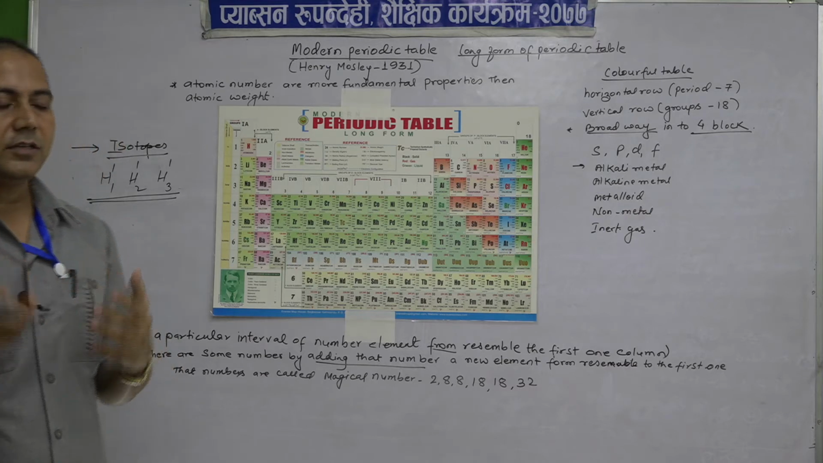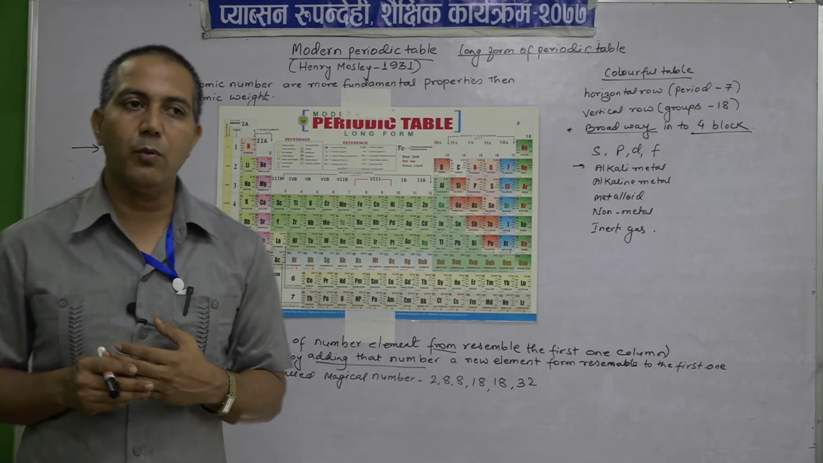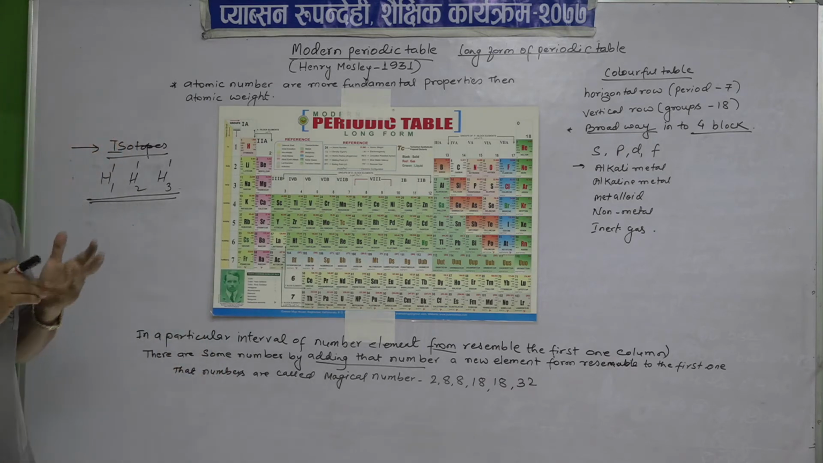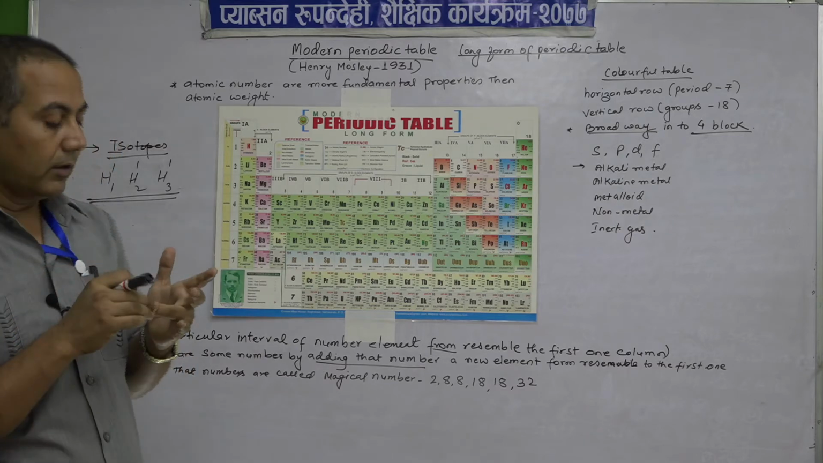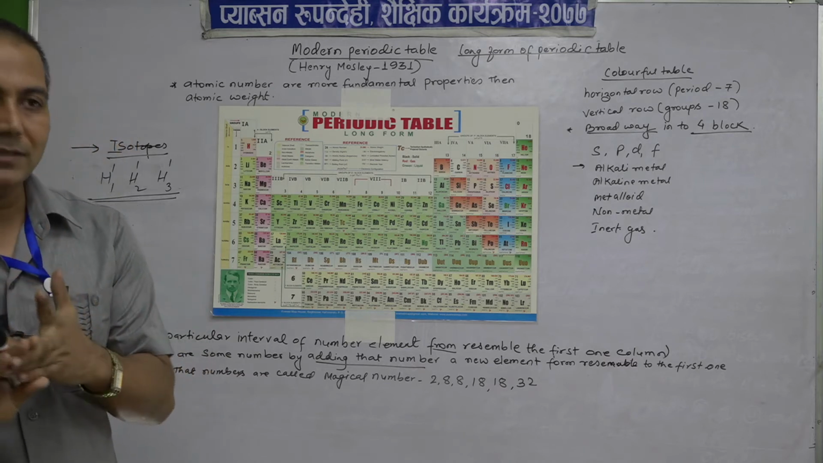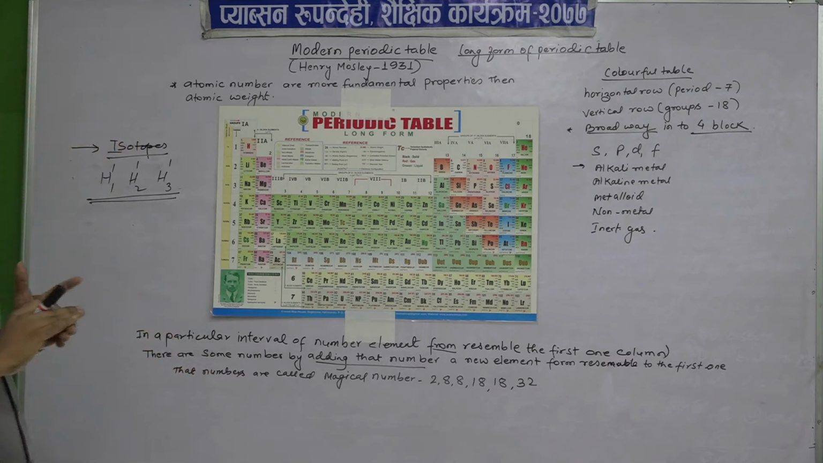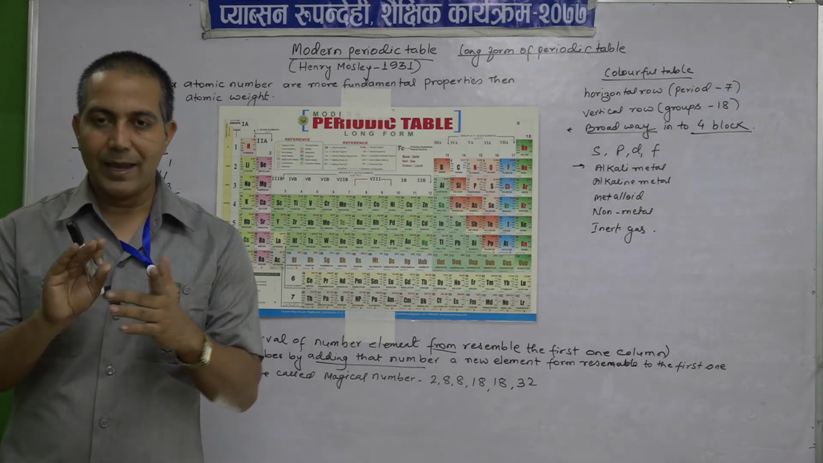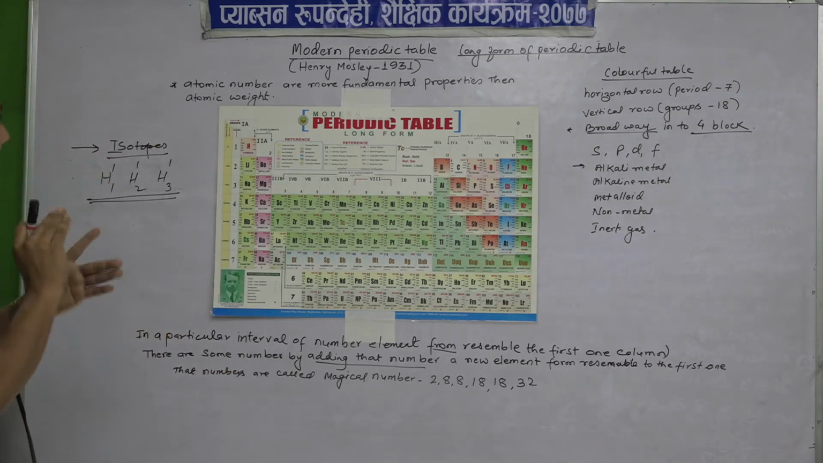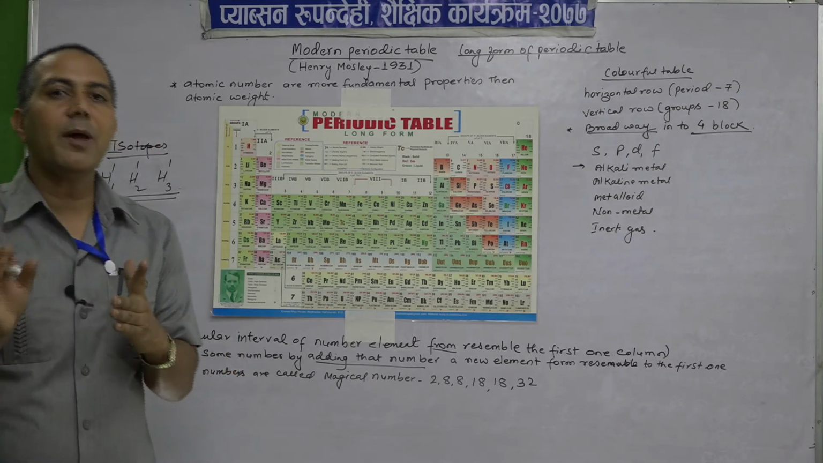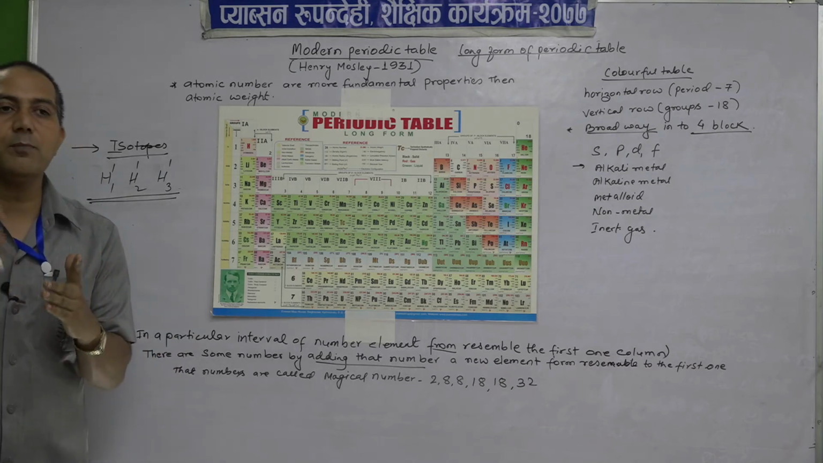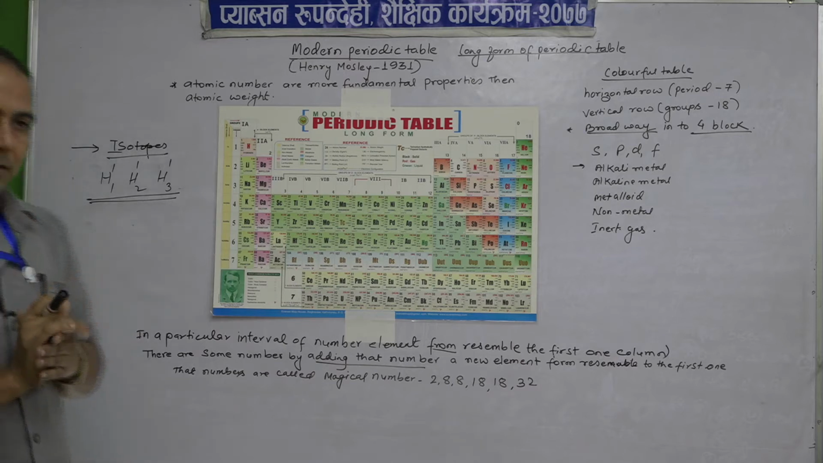So now let us discuss the modern periodic table. So what is the modern periodic table? We have studied Anton Lavoisier, Döbereiner and Mendeleev. All of them discussed atomic masses. But Henry Moseley in 1913 found that atomic number is a more fundamental property than atomic mass.